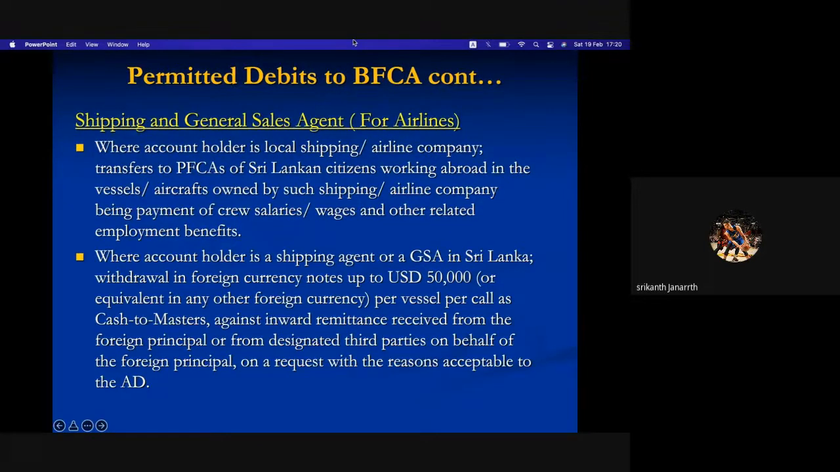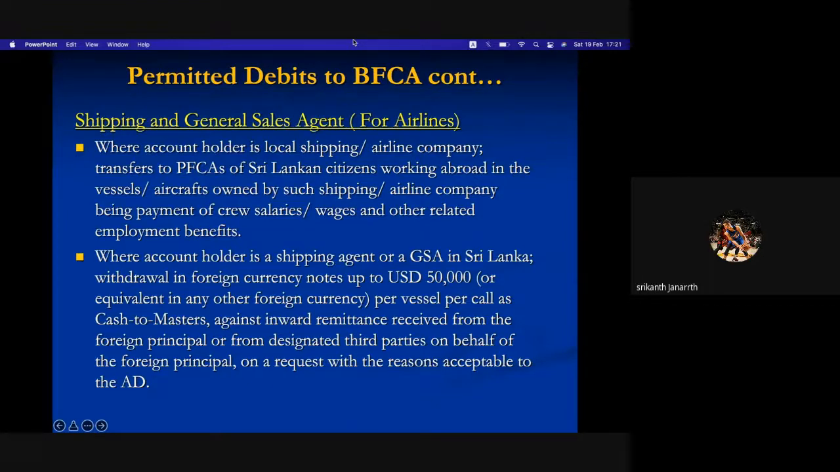Shipping and general sale agents for airlines, both. Where the account holder is a local shipping airlines company working abroad in the vessels, yes. Airline employee, yes, you need to pay their wages. Airline crew members working as a crew member, you need to pay their PFC account working abroad. So you can transfer their salaries, wages. Then where the account holder is a shipping agent GSA in Sri Lanka, yes, there is another $50,000 exemption given.